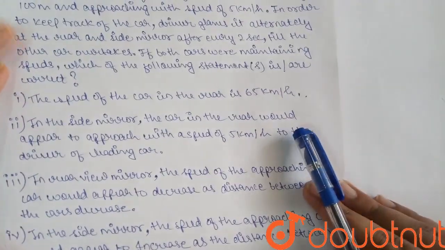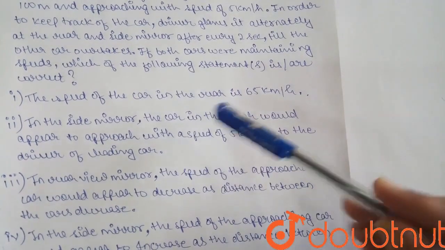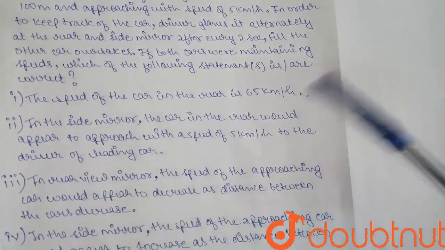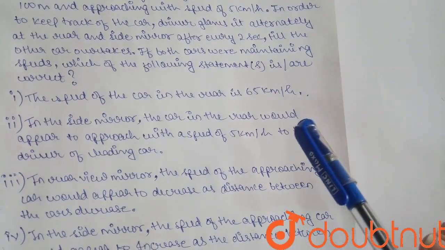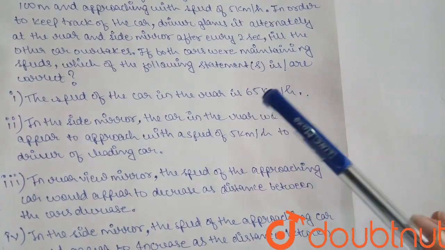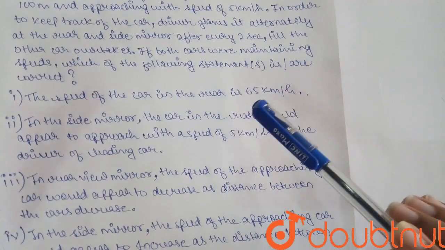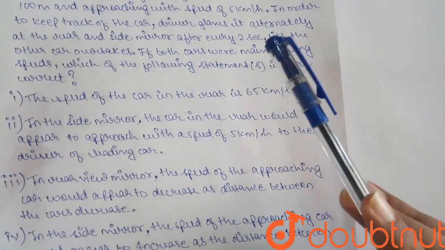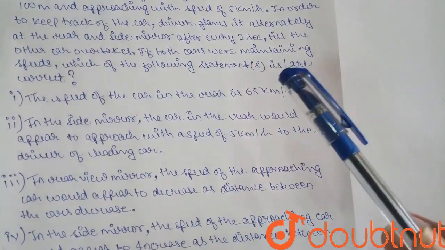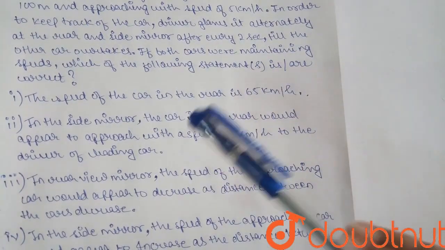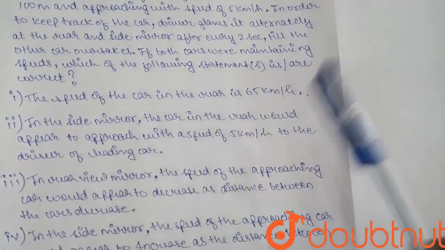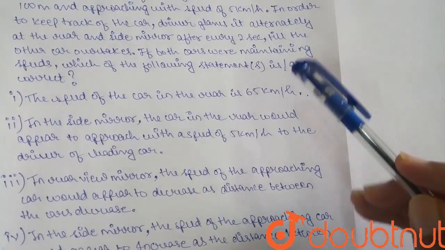Now the options. First, the speed of the car in the rear is 65 kilometers an hour. As I said earlier, we don't know the real speed of the object itself, the car itself, but instead we know the speed of the image of the car, and that is 5 kilometers an hour, as specified in the question. Since the information about the speed of the following car is not given, we cannot conclude this. So this option is wrong.